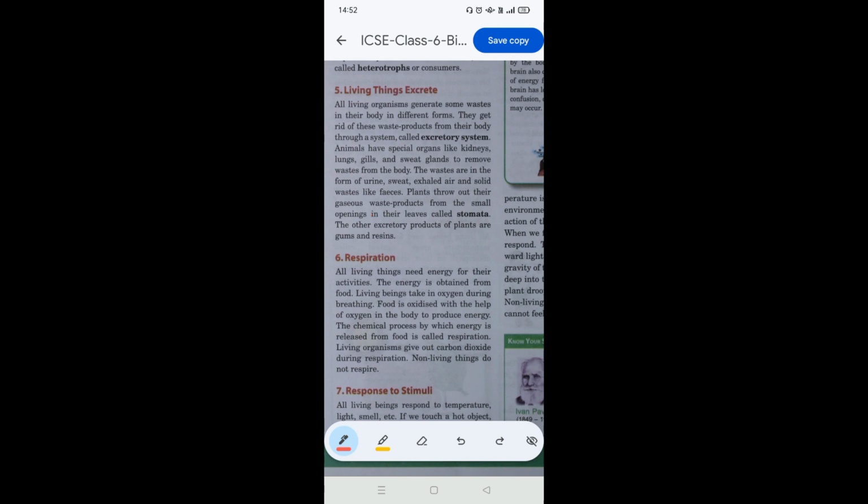So, these are the organs which are present in animals which excrete waste from their bodies, and this waste can be in the form of urine, especially in case of humans, solid waste like feces, and exhaled air.